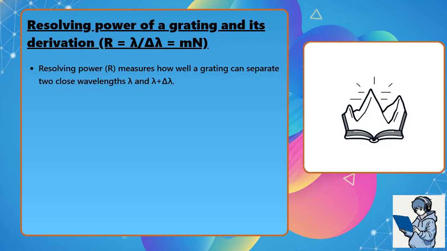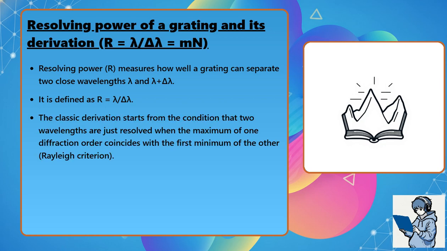Resolving power, R, measures how well a grating can separate two close wavelengths lambda and lambda plus delta lambda. It is defined as R equals lambda divided by delta lambda. The classic derivation starts from the condition that two wavelengths are just resolved when the maximum of one diffraction order coincides with the first minimum of the other, the Rayleigh criterion.